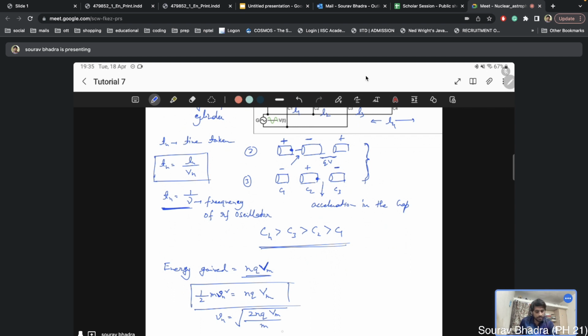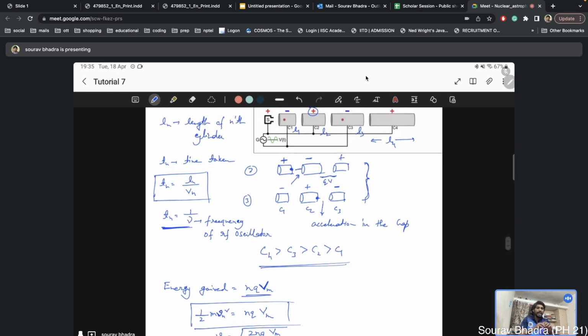So the values on the right hand side you know, and from there you can calculate the maximum velocity which can be achieved by the particle. Okay, so this is how the acceleration happens. The main thing for any accelerator is the acceleration which is coming due to the applied electric field. For this linear accelerator, it is applied in the successive gaps of the cylinders.